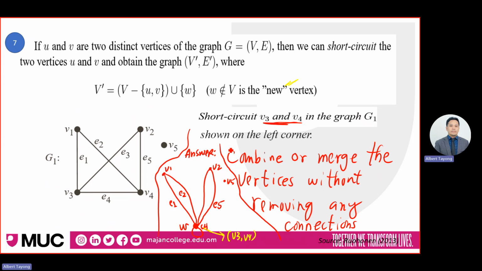We short-circuited V3 and V4. Still, we have 5 edges. As you can see, E1, E2. Then we have E3 here, E4, and E5. Okay, so this is how to short circuit.